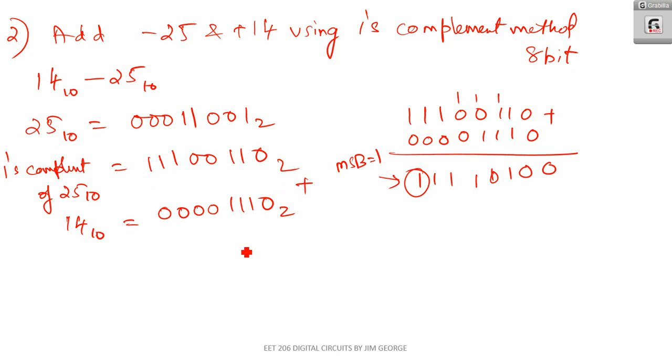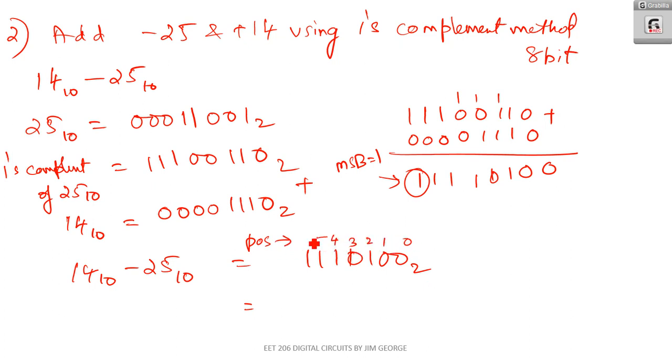So here the final answer is 14 to the base 10 minus 25 to the base 10. What is it? That is 1 1 1 1 0 1 0 0 to the base 2. So how will you convert it into a decimal format? You give the positions. So this is 0 1 2 3 4 5 6 7.